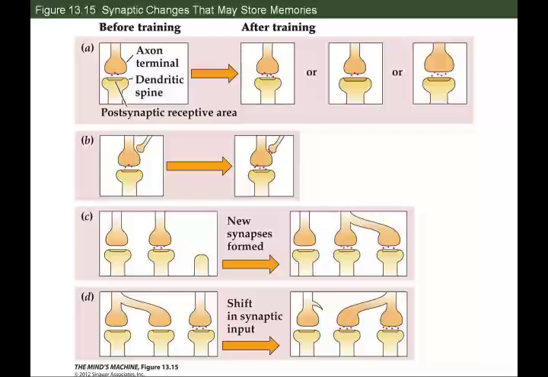So these are just some examples of actual structural change. So when I say store information, when I say a memory is formed, when I talk about memory trace, I'm talking about actual changes that happen structurally in your brain that might take the form of one of these. Does that make sense?